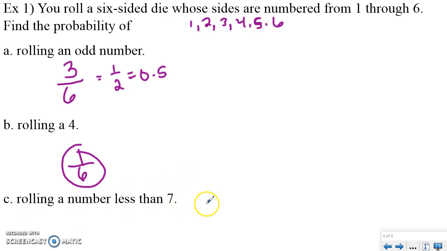And then the probability of rolling a number less than 7. Well, there's 6 total outcomes possible, 1, 2, 3, 4, 5, 6. And actually, in this case, all of them are less than 7, so all 6 of them are included, so we get a 1. Remember from the previous slide that if it's guaranteed to happen, we have a probability of 1.